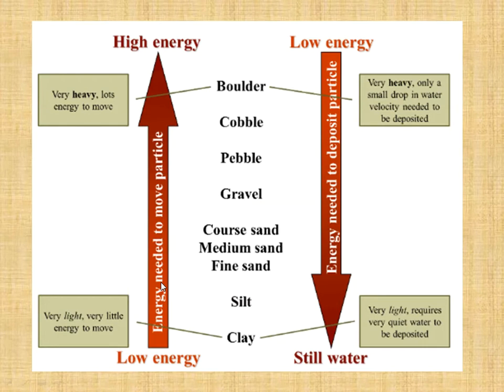Now this is a diagram to show that as you increase the energy, the size of the sediments that are transported keeps on increasing. So for moving a clay size sediment or silt size sediment, you need lower energy, and for moving gravel, pebble, cobble and boulder, you need very heavy and lots of energy to move. Now this energy is gained because of the high gradient of the slopes along which the river is flowing.